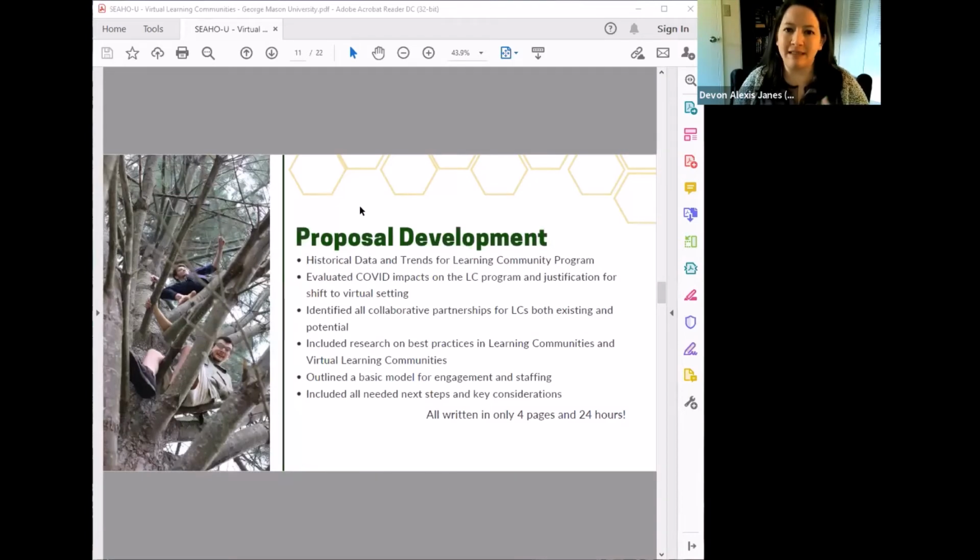We asked a lot of what makes this different from an online club and how can we convert that to a virtual setting. We worked very quickly to identify all collaborative partnerships, ones that we felt would be confirmed and ones that we felt would be potential. One thing that benefited us is we were in the process of launching a brand new, even larger learning community model for this coming academic year, and we had partners who were ready to start with us this coming fall 2021. So we identified them as well and brought them on a year early. We did include research on best practices.